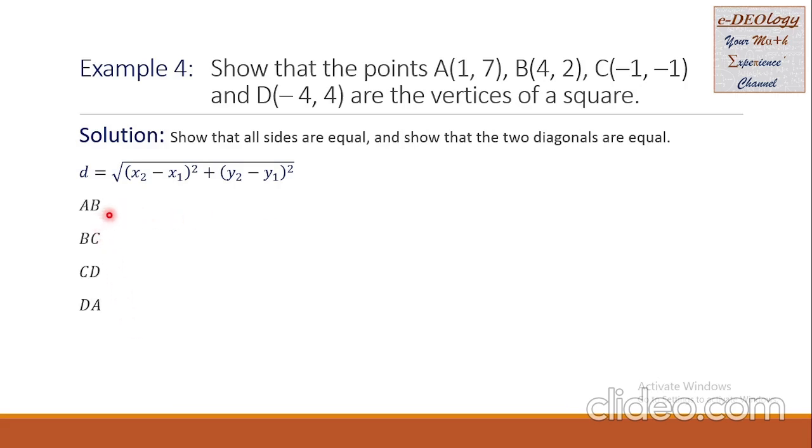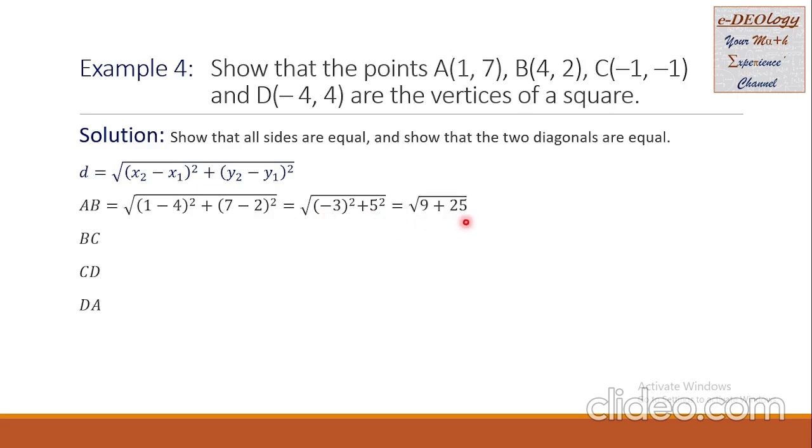Let's begin with the side AB. By distance formula, we have now this 1 minus 4, that is squared, plus 7 minus 2, then we square. 1 minus 4 is negative 3, and then squared, plus 7 minus 2 is 5, then we will square. The square of negative 3 is 9, plus 5 square is 25.